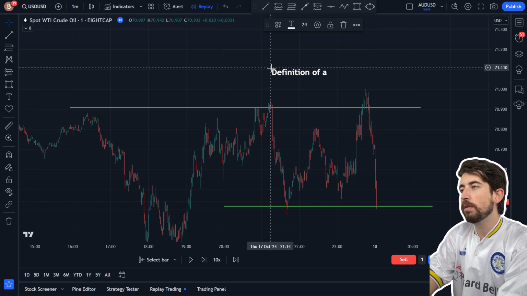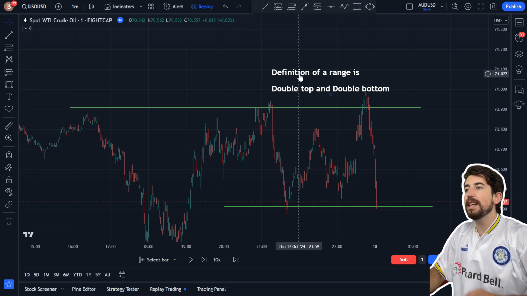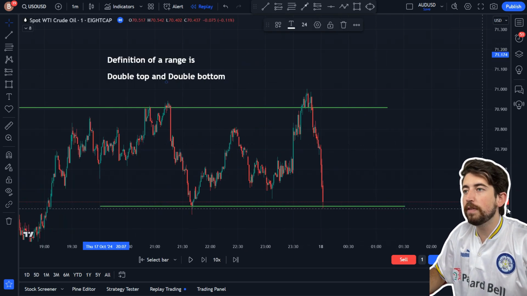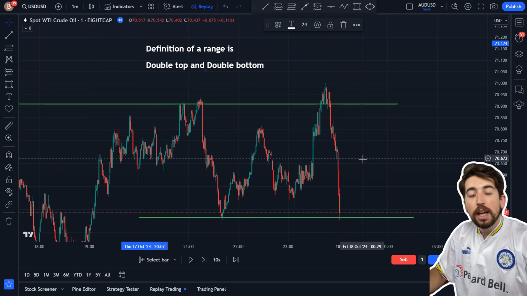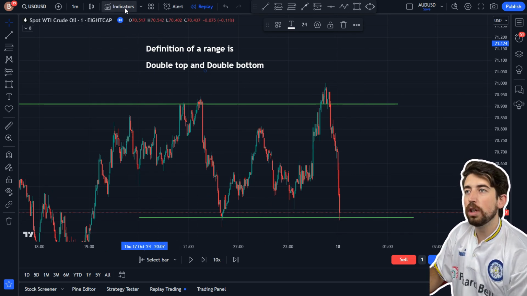is, well, I wish I could spell, double top and double bottom. That's it. That's how simple a range is. Once we have a double top and a double bottom, we're in. Now let's define tops and bottoms. It either means that we've got two highs and two lows in the same place.